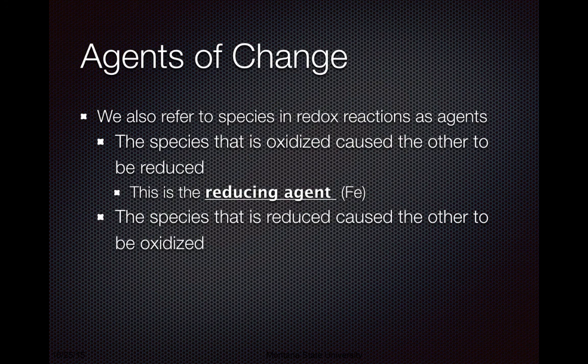The species that is reduced gained electrons. That means that it took electrons from something else. It made something else get oxidized. And so we call that species the oxidizing agent. In this case, the Cu2+ in that copper-iron reaction.